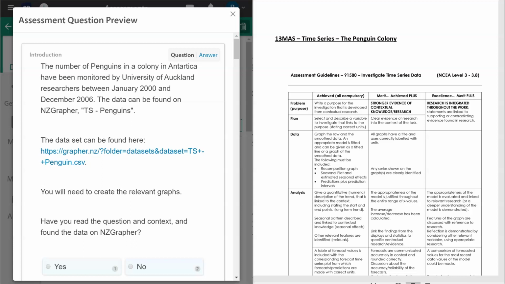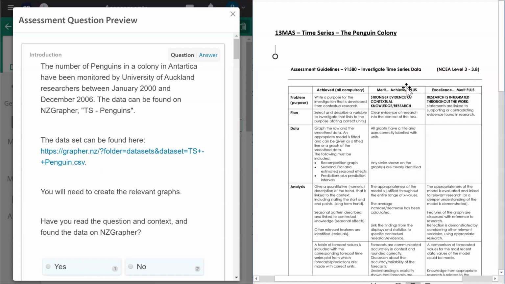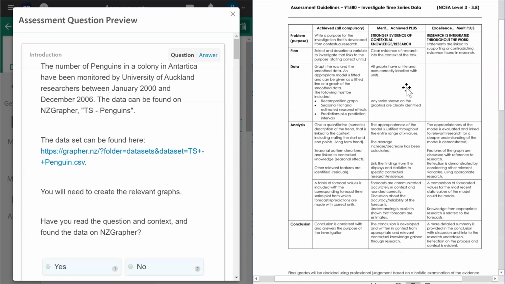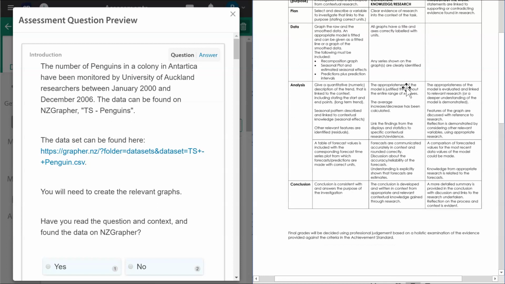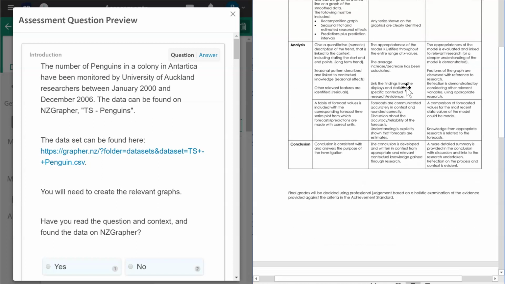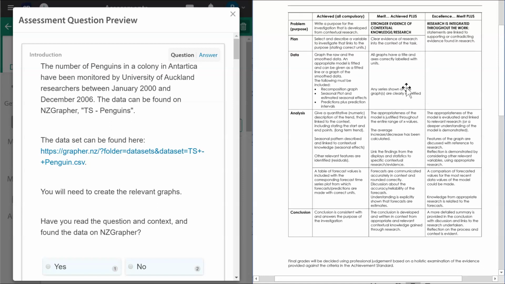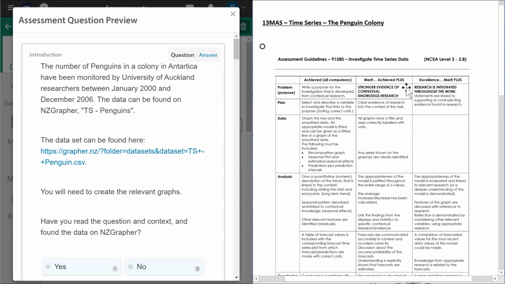This is the first of a 5-part series on the penguin colony example. What we're going to do is step through every single section individually. It'll have its own video. Those sections will be problem, which we're going to do in this video. Next section, we'll do plan. Then we'll do data. Then we'll do analysis. And we'll wrap up with conclusion. Some of the videos will be longer than others, but let's get into them.